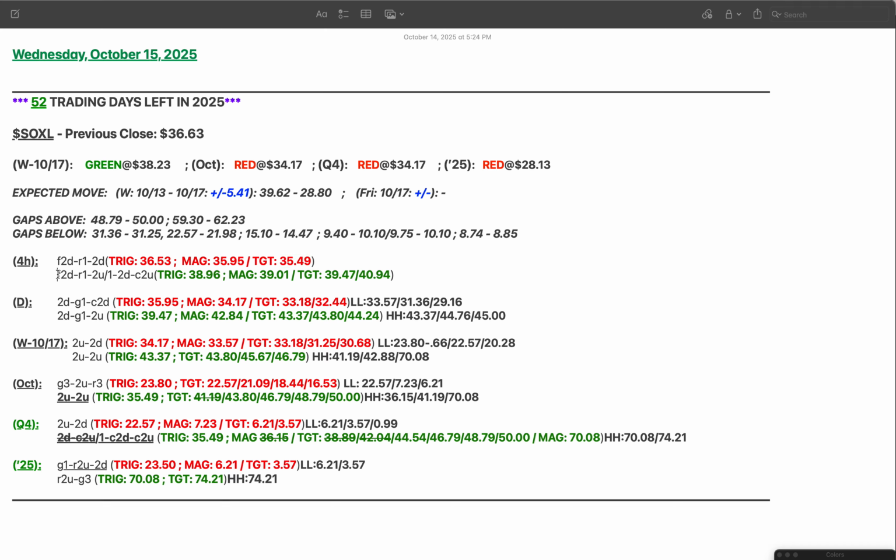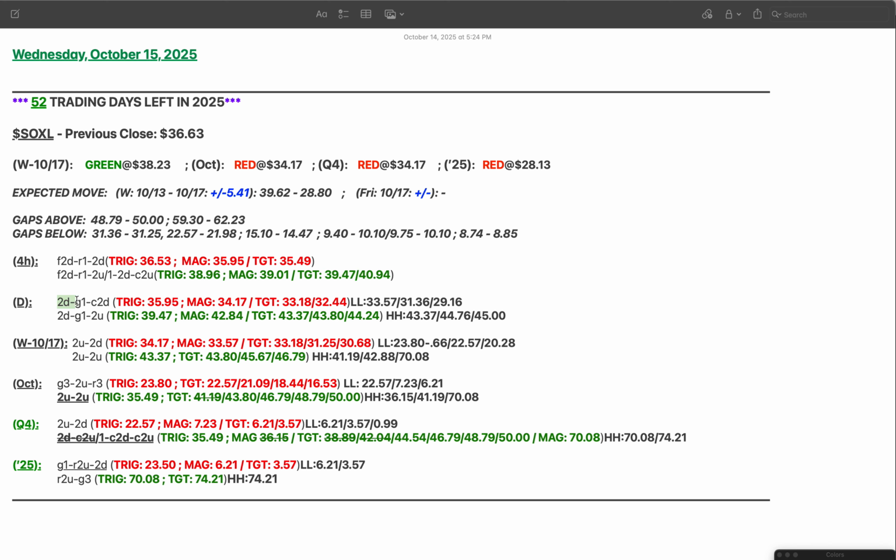If we go to the upside, we have a failed 2 down, red 1, 2 up, reversal, which triggers at 38.96 with the magnitude of 39.01. Now at 39.01, that triggers that 1, 2 down, combo 2 up, on the 4-hour, and that has the extended targets of 39.47 and 40.94.